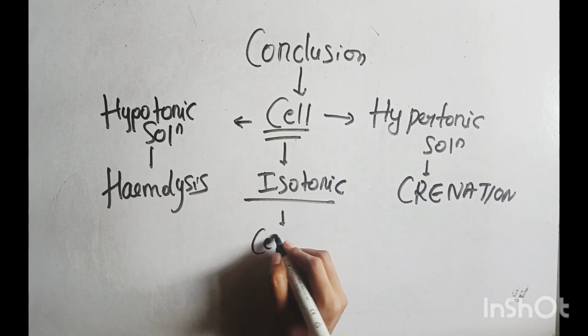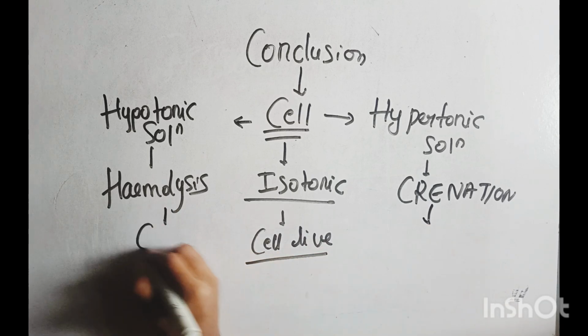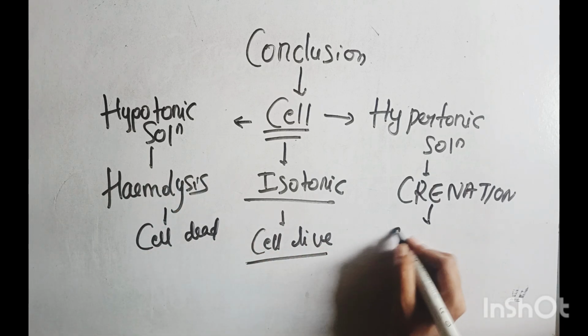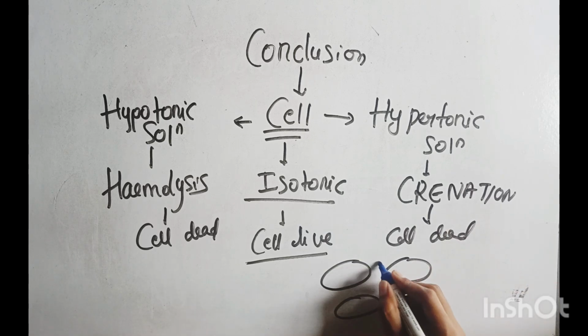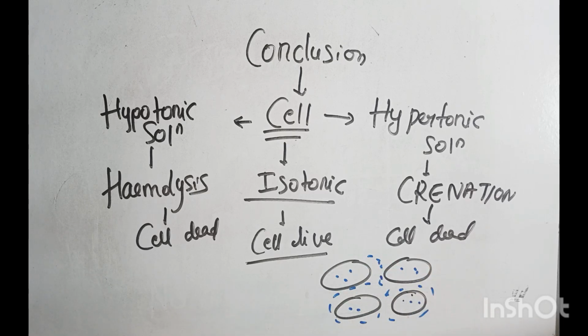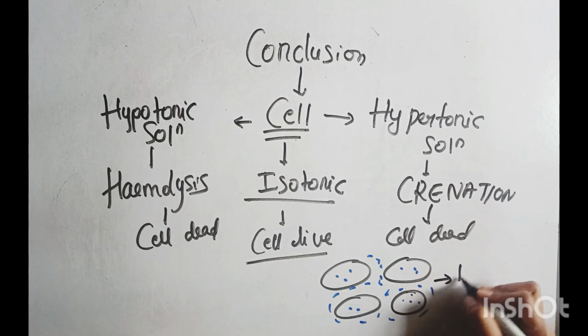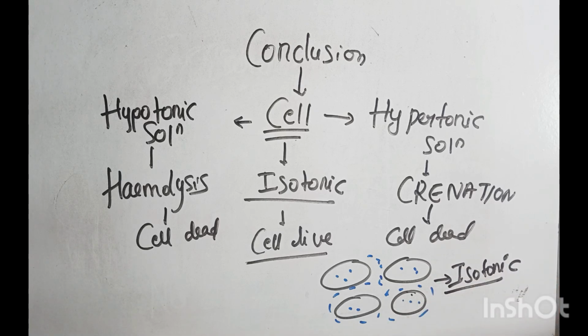And this is the isotonic solution, where the cell lives. Why? Because the cytosol and the solution both have the same concentration, so there is no change in the shape and volume of the cell. The human body is made up of cells, and around the cells there is a fluid called interstitial fluid. The interstitial fluid and cytosol have the same concentration, that's why cells live. This is called an isotonic solution environment. So this is about the solutions.